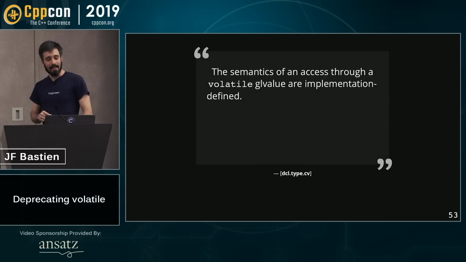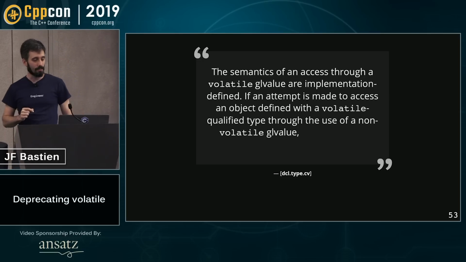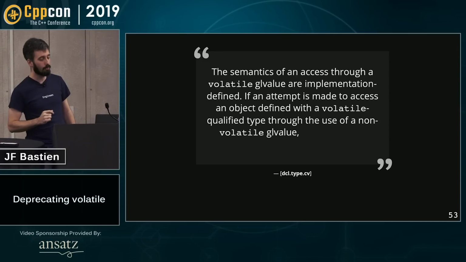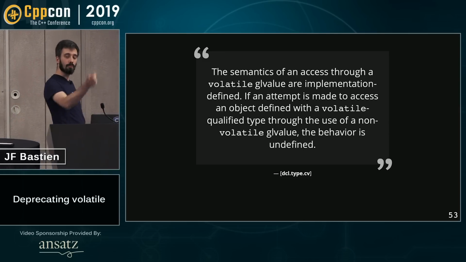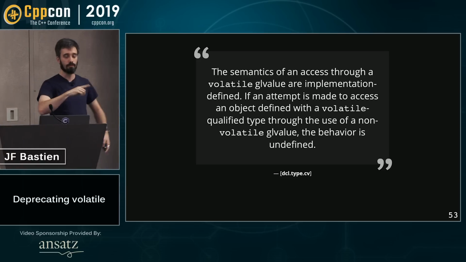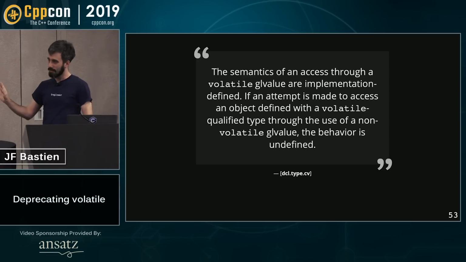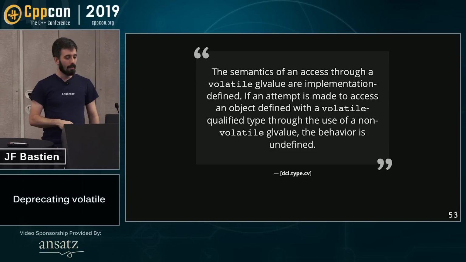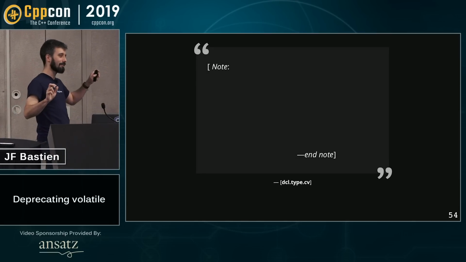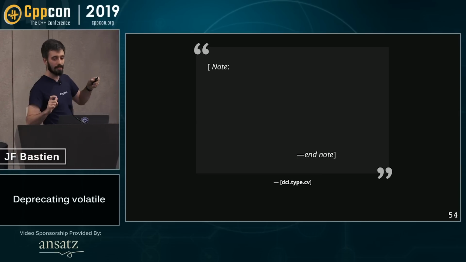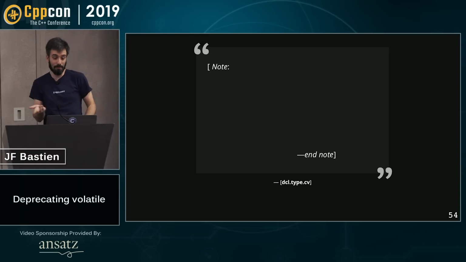So the semantics of an access through a volatile glvalue are implementation defined. If an attempt is made to access an object defined with a volatile-qualified type through the use of a non-volatile glvalue, the behavior is undefined. So this one is the reverse of the C one I had earlier, right? If you're trying to access a volatile thing without volatile, the standard says it's undefined behavior. Great. Now, this is a great one. You'll love it. It starts like this. I have a quote of the standard with a note. What do notes mean normatively in the C++ standard? Nothing, right. So this is useless.